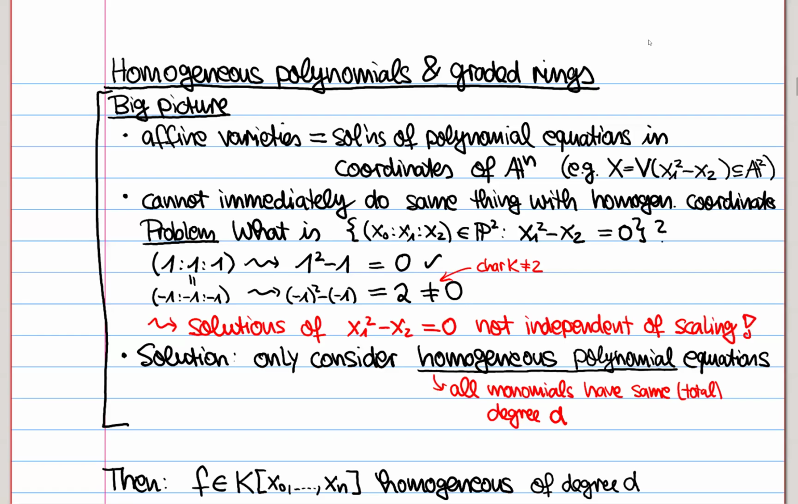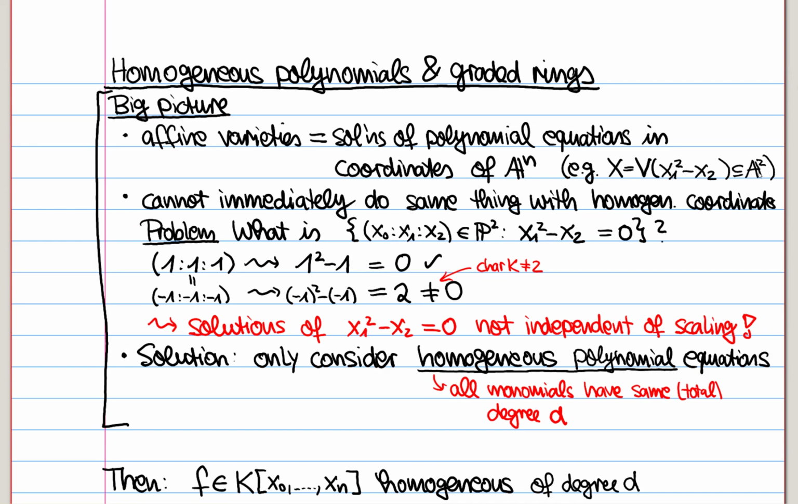As a next step, we want to talk about how we can describe subsets of projective space as cut out by some kind of polynomial equations. Because the big picture is the affine varieties were defined as the solution sets of polynomial equations in the coordinates given on A^n. So for example, we had things like the vanishing locus of x1 squared minus x2 inside A^2. That's a very nice affine variety.